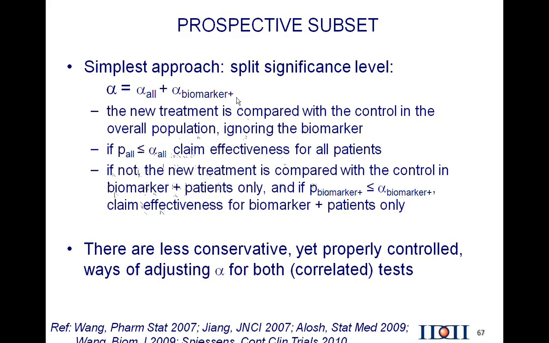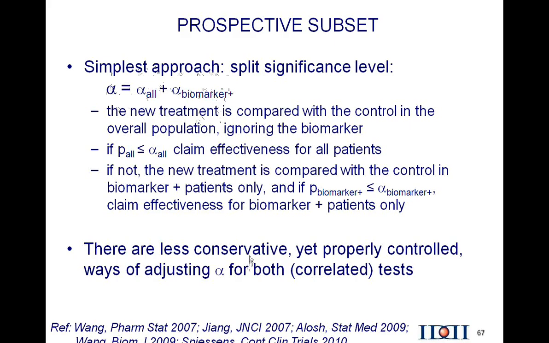So we will have to split the alpha level in two parts, an overall part and a biomarker positive part. And if 5% is used overall, we will have to allocate a portion of this 5% on the overall hypothesis and another part of this alpha level or significance level on the biomarker positive subset. Now, of course, there are many ways of doing this allocation of alpha between two different hypotheses. The easiest way to do it is to simply split the alpha and say if I have 5% here, I can take, for example, 3% overall and 2% in the biomarker positive subset.